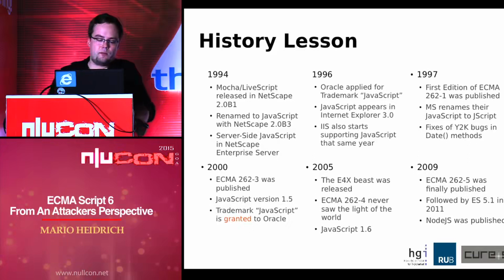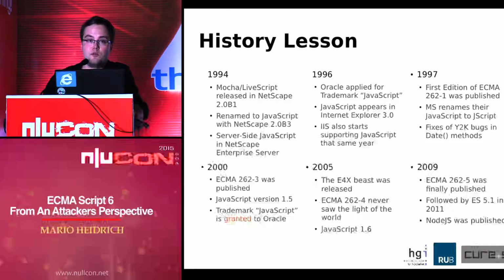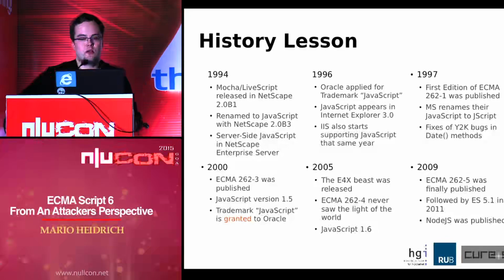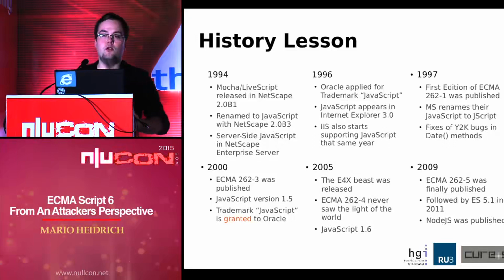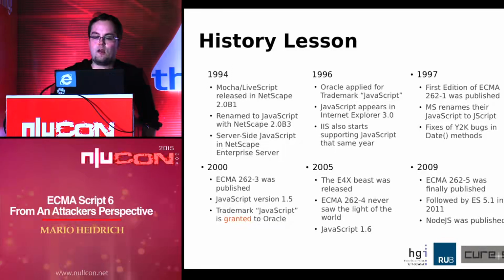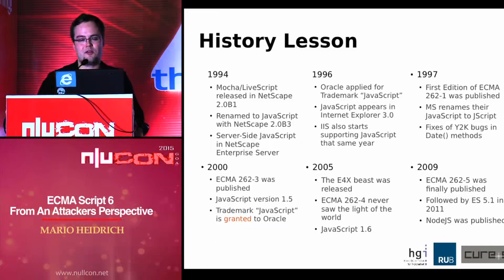In 1996, Oracle applied for the trademark JavaScript. I don't really know why, because they kind of saw, hey, that's an awesome term, let's apply for a trademark. And JavaScript, aka JScript, which is fairly different from actual JavaScript, first appears in Internet Explorer 3.0. So in Internet Explorer 2.0, there was no real scripting, they just introduced it in the third version of this amazing browser. And IIS, Internet Information Services, Microsoft's server, also starts supporting JavaScript on the server. So again, let's talk about the hotness of JavaScript on the server.